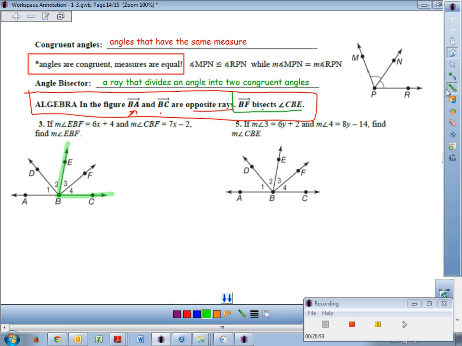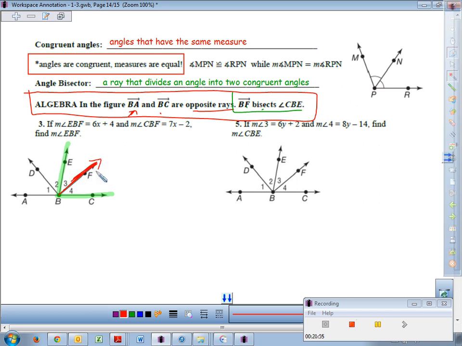Cool? Now, what happened to it, though? Something happened by ray BF. Didn't ray BF bisect it? Here's ray BF, I'll use a different color. This ray right here is like the knife that cut that green angle into two equal pieces. That red ray is like the knife that cut it. It bisected it, so we must mark that in the picture.